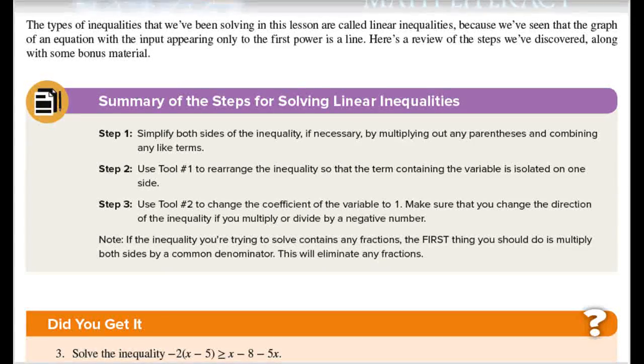So, summarizing the steps for solving linear inequalities: simplify both sides of the inequality, if necessary, by multiplying out any parentheses, combining any like terms. Use tool number 1 to rearrange the inequality so that the term containing the variable is isolated on one side. Use tool number 2. Tool number 1, of course, was adding or subtracting from both sides. Tool number 2 is multiplying or dividing.